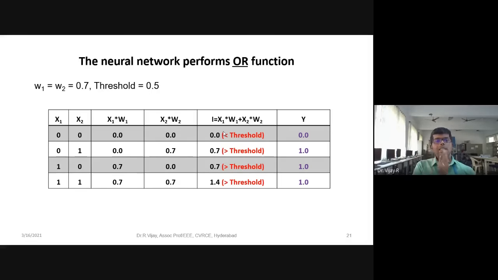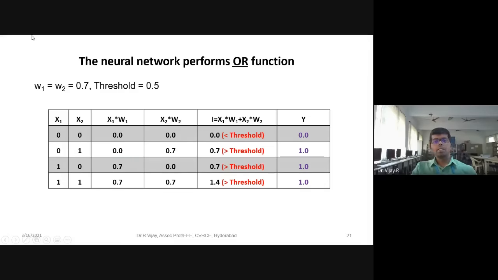Here this is the input: x1 and x2 are being given to the system. So what are W1 and W2? Here I am taking W1 and W2 as 0.7, and my threshold limit is 0.5. I am performing x1 into W1, which is 0, and x1 into W2, which is again 0. Then x2 into W2 is 0.7. I am simply multiplying the inputs by the weights.